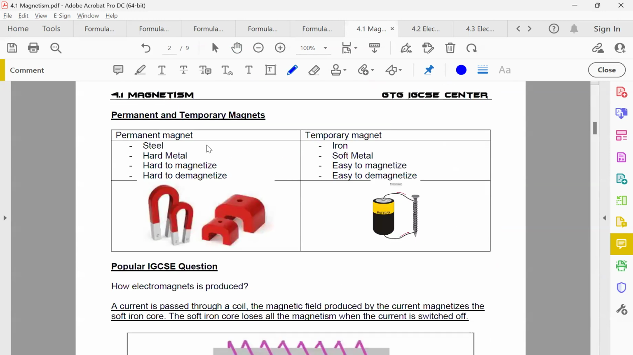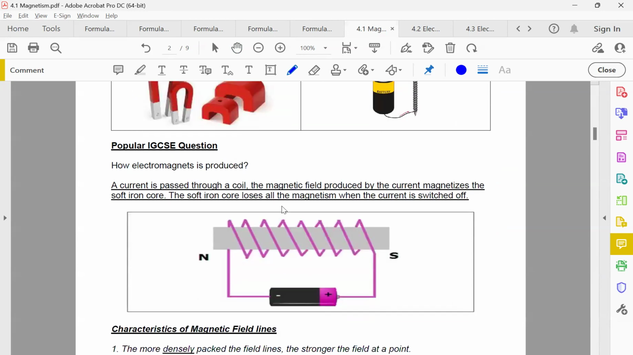Okay, next. You need to know the difference between permanent magnets and temporary magnets. Obviously, steel and iron, because of their properties, guys. Go back home and read it yourself. Don't score less than 75, okay?